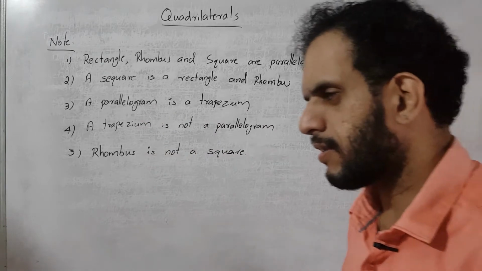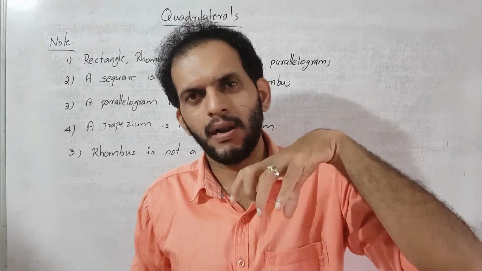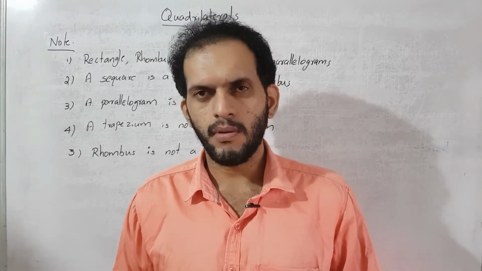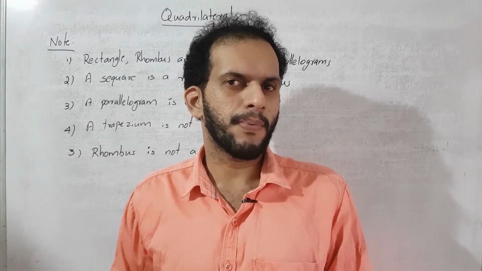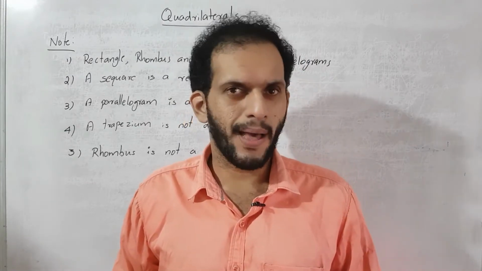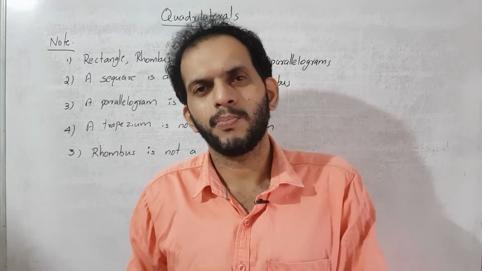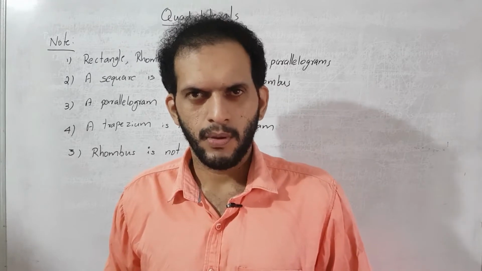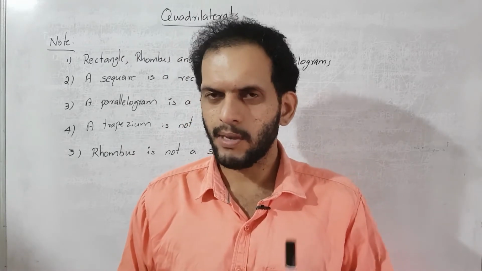A parallelogram is a trapezium. What is the third relation? The relation is that a parallelogram is a trapezium. Why? Because in the case of a trapezium, one pair of opposite sides being parallel is enough to say a quadrilateral is a trapezium. In the case of a parallelogram, both pairs of opposite sides are parallel. So it is very clear one pair is parallel, and then we call it a trapezium. So a parallelogram is a trapezium.